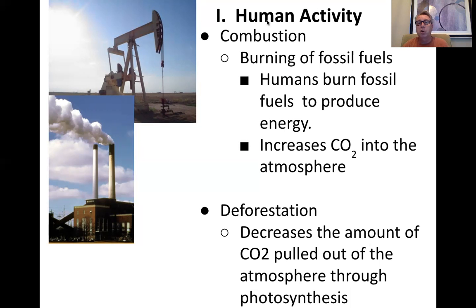So these are human activities. Again, like I mentioned before, they're not natural activities. So that is it for the carbon process notes, and again, we'll review this in class.